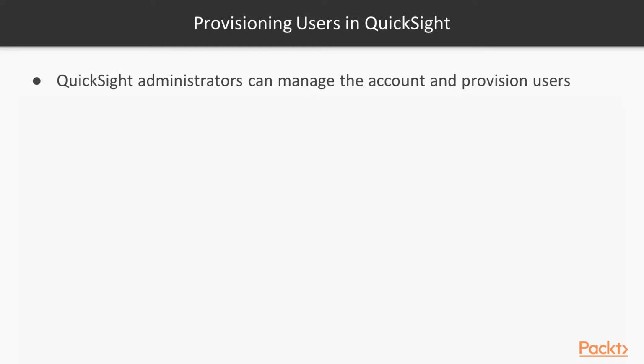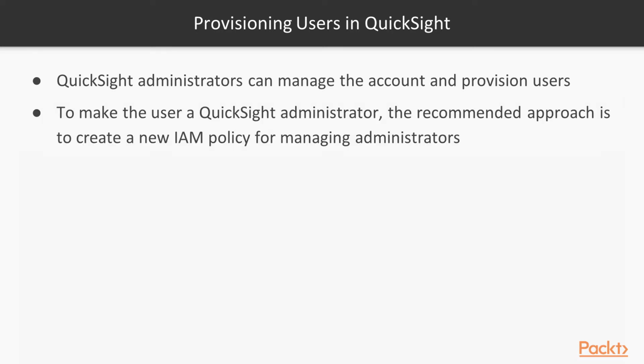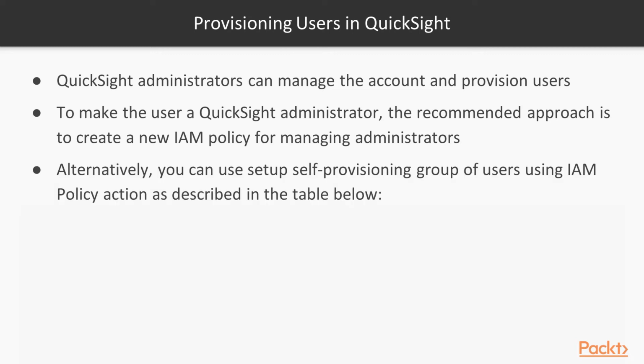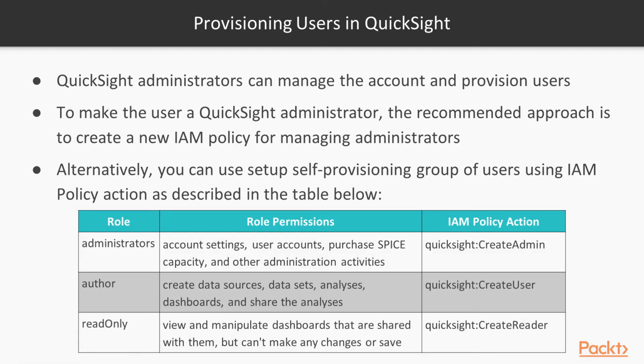Now, let's look at provisioning users to QuickSight. QuickSight administrators can manage the account and provision users. Recommended practice is to first create an IAM policy for managing just the admins. Alternatively, you can set up self-provisioning for a set of users using IAM policy action. I will explain this using the table below.